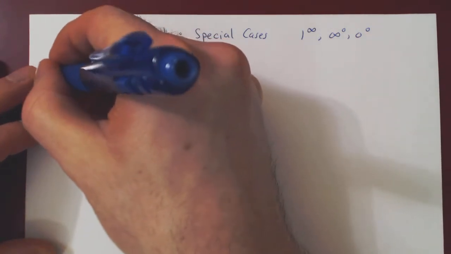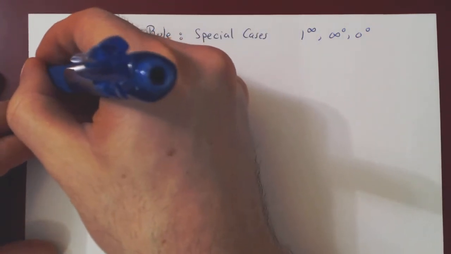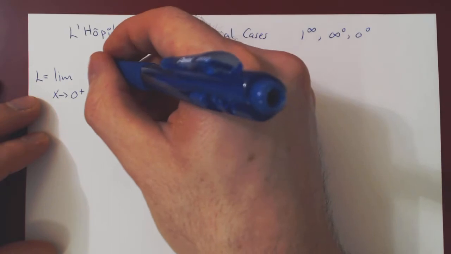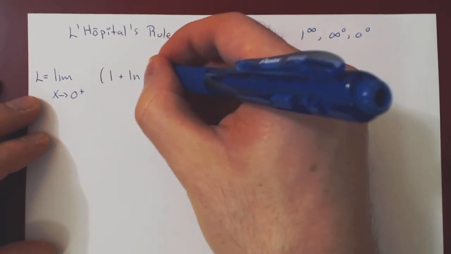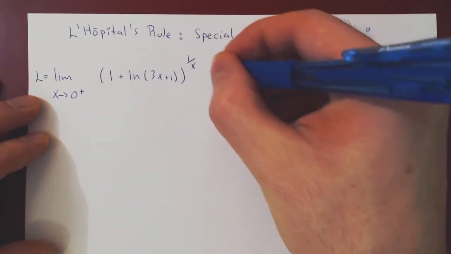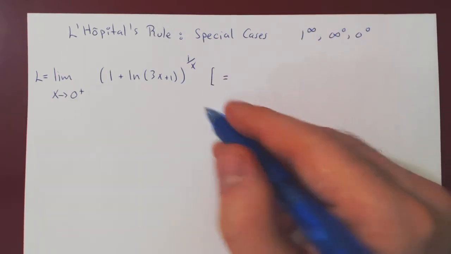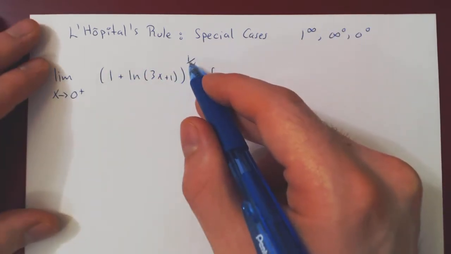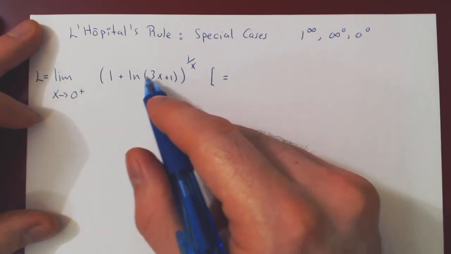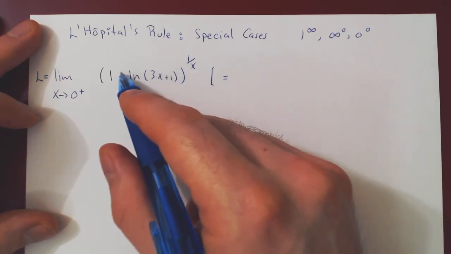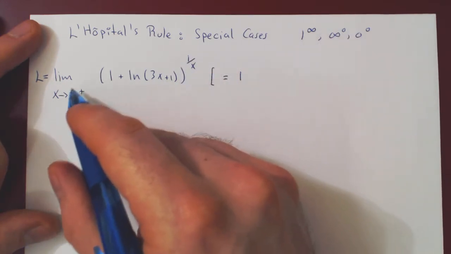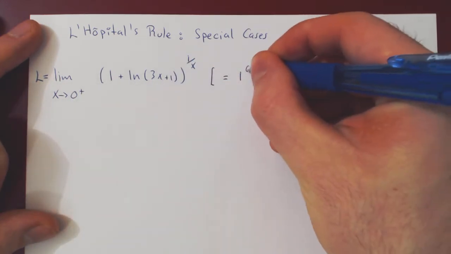So here is our example. We will consider the limit, I'll call this L, as x approaches 0 from the positive side, of 1 plus the ln of 3x plus 1, and the whole expression to the power of 1 over x. So we have our base and we have our exponent. As x goes to 0, 3x goes to 0, so we're left with ln of 1, which is also 0. So the base approaches 1, and the exponent, as x goes to 0 from the positive side, 1 over x goes to positive infinity.